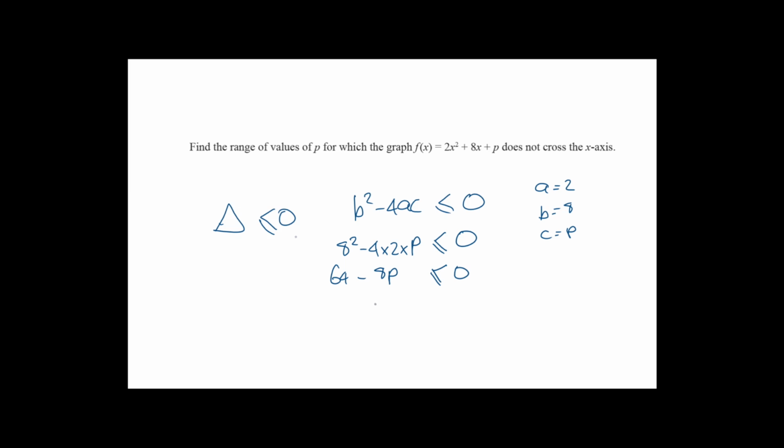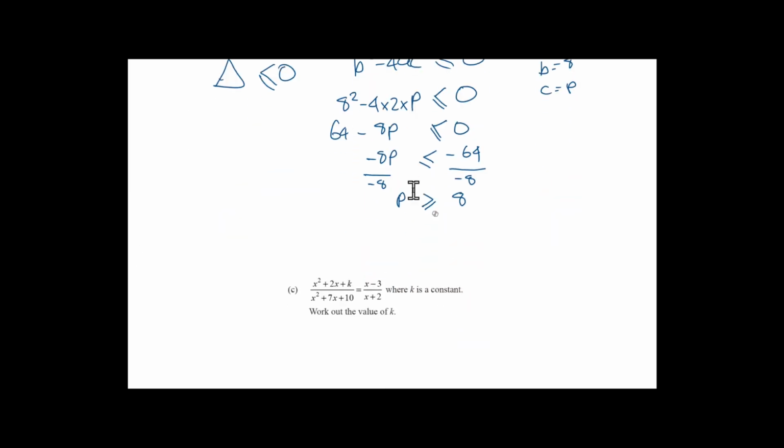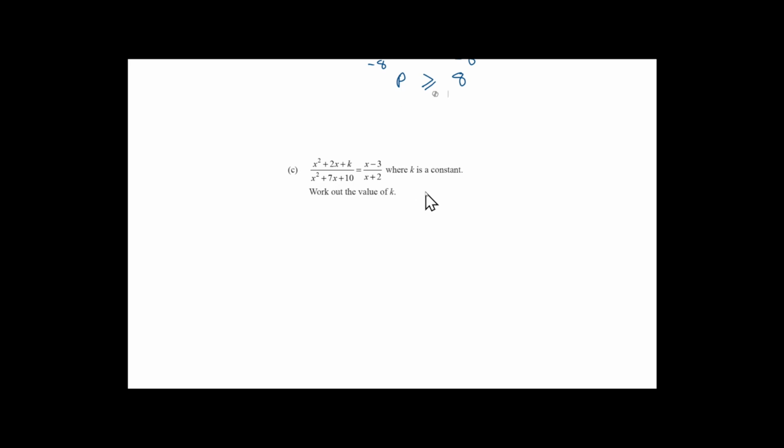Okay. Bring the 64 over. And divide both sides by negative 8. Now when we do that, this has to flip. We're done. p must be greater than or equal to 8. Oh no. Okay.